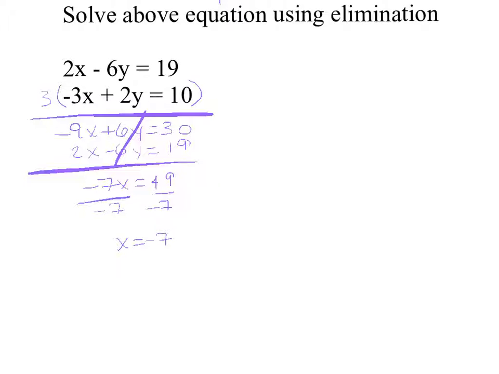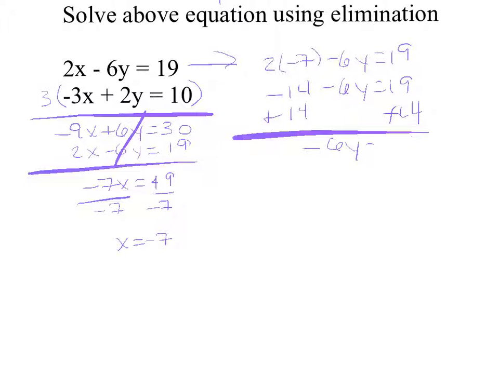But do you see how much easier it was? We didn't have those fractions to deal with. Now I'm just going to take that negative 7, and I think I'll just plug it in the top one here. So I get 2 times negative 7 minus 6y equals 19. Get negative 14 minus 6y equals 19. Add 14 to both sides.